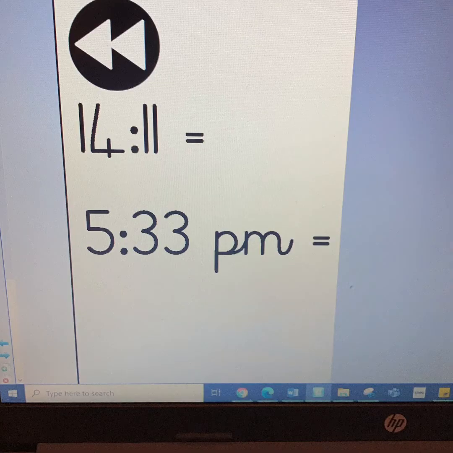First things first then, and this is rewinding back to yesterday. Can you turn these into either a 12-hour clock or a 24-hour clock, depending on which they've started in? And can you draw them on an analog clock? Can you have a go at drawing them as an analog clock? Off we go.